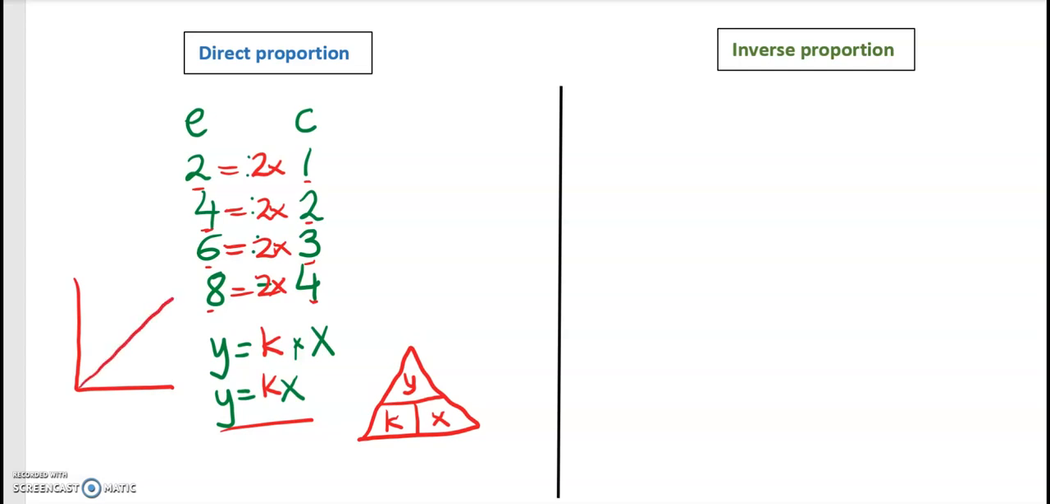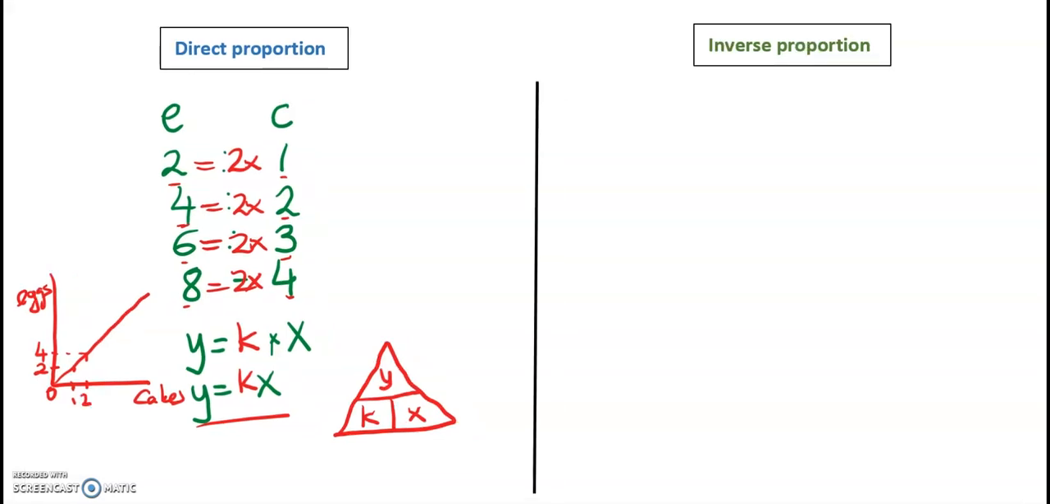Let's say we have the number of cakes here, which is X, and we have the number of eggs on the y-axis. So for 1 cake, we'll need 2 eggs. For 2 cakes, we would need 4 eggs, and so on. For 0 cakes, we'll need 0 eggs.